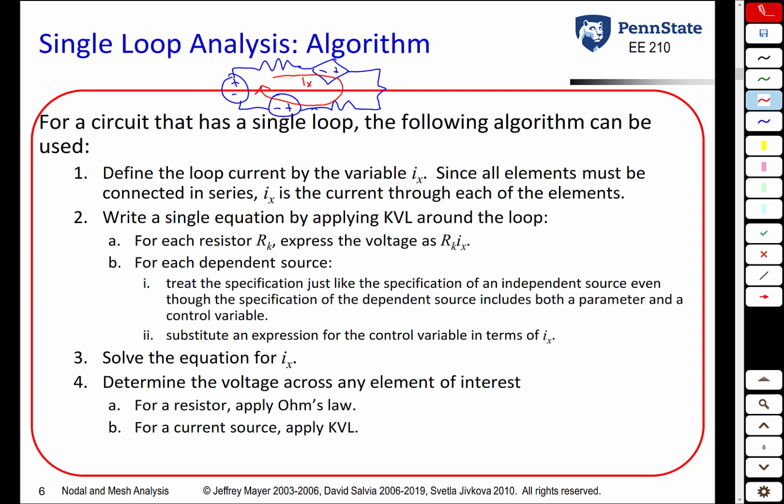So once you define your variable, the second step is you write a single equation by applying KVL along the loop. Once again, you could go clockwise, you could go counterclockwise, you can sum voltage drops, you can sum voltage rises.